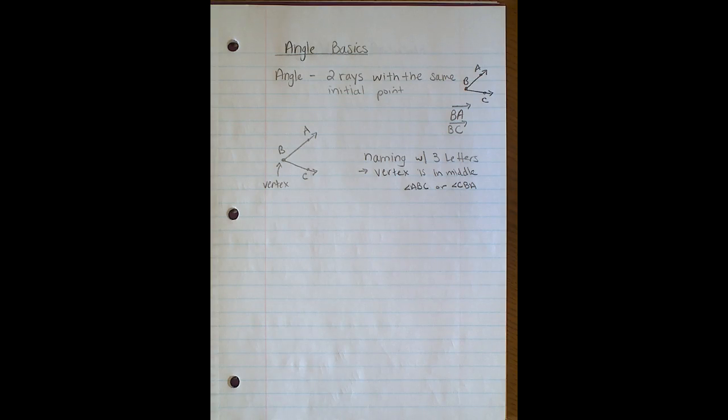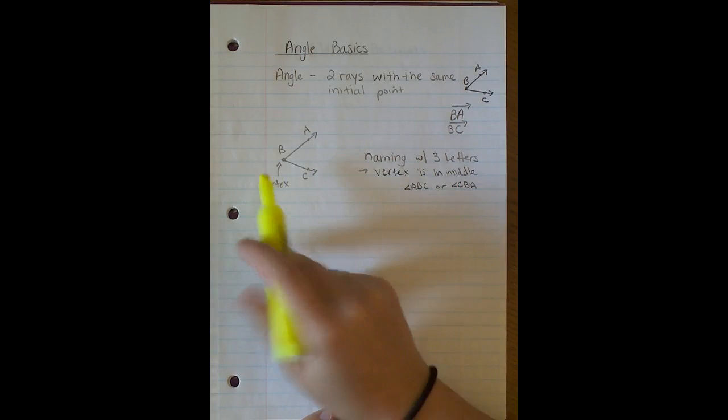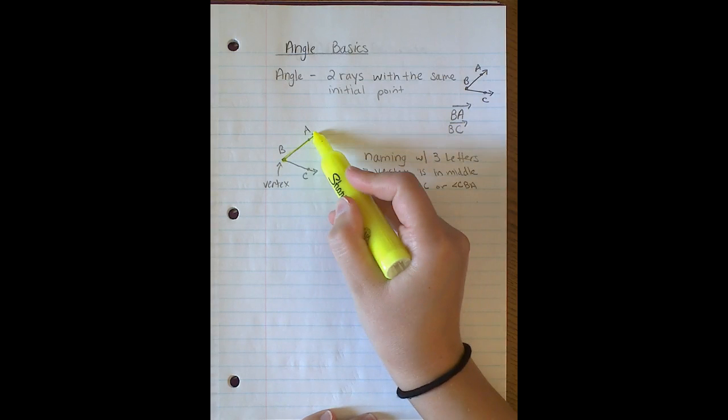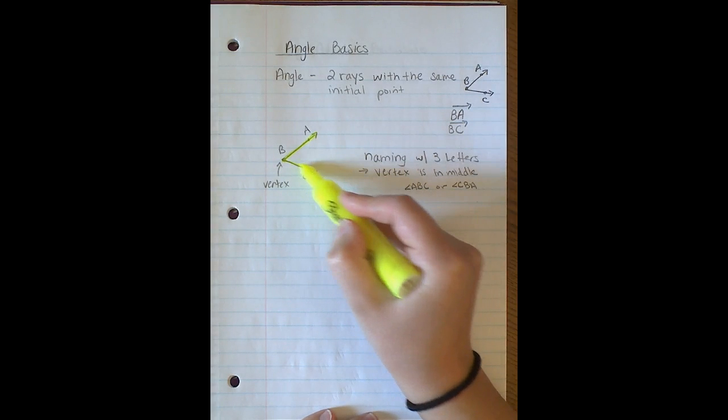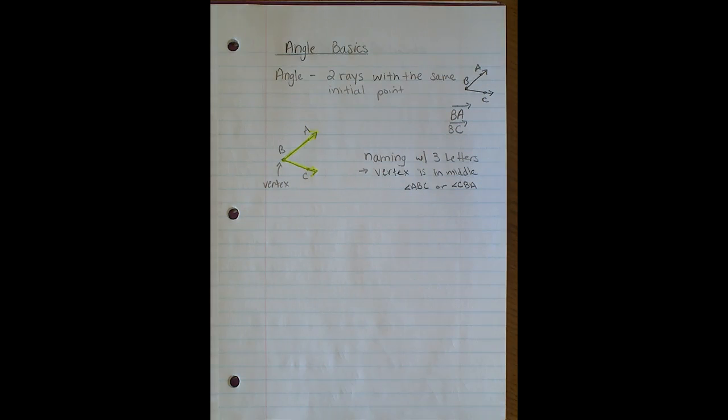Just to recap where we left off with our angle basics, an angle is two rays that have the same initial point. Here's our diagram, and our two rays have the same initial point there. The vertex of an angle is that initial point where the two rays meet. And then we have the sides of the angle, which I just highlighted here for you in yellow. Those are called the sides.